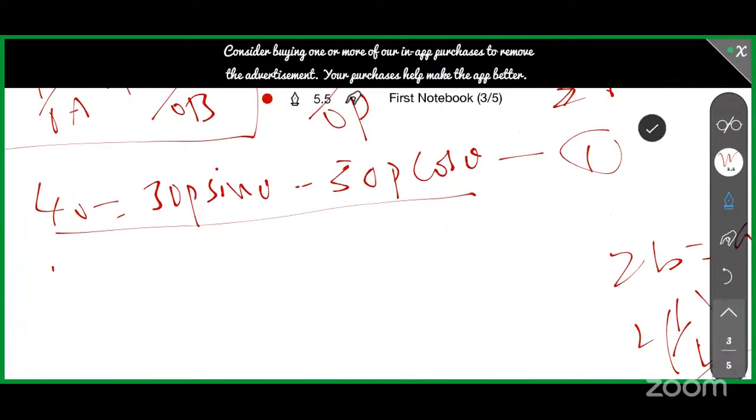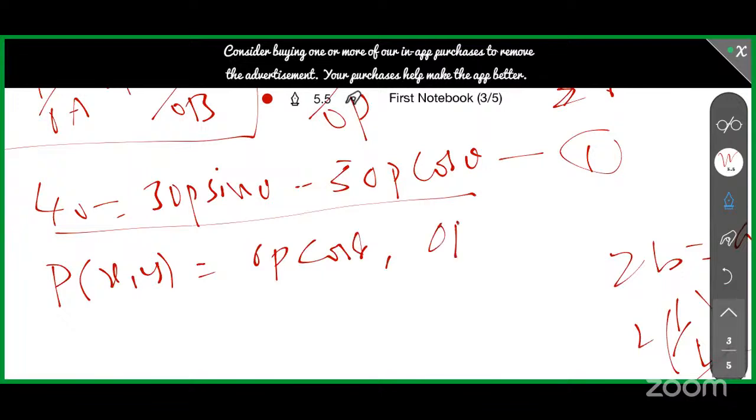Now come to P of x comma y. What is the value of P of x comma y? OP cos theta comma OP sin theta. Already we have done this in the previous step. From this one you take the x and y values. My x value is OP cos theta and my y value is OP sin theta. Substitute this x and y value in equation 1.